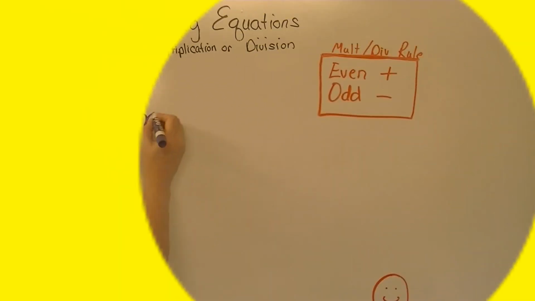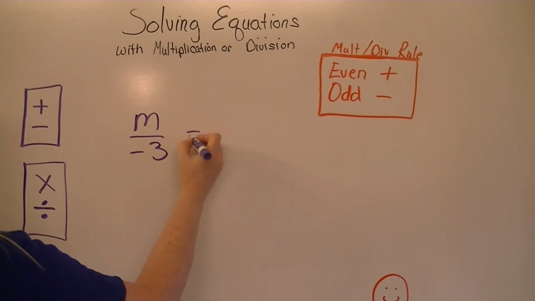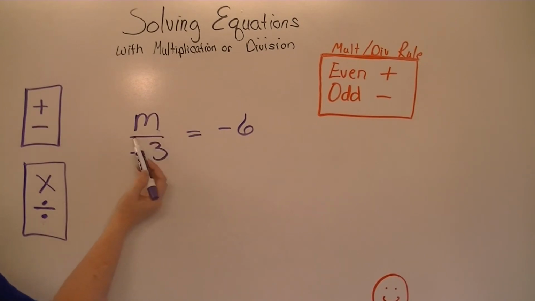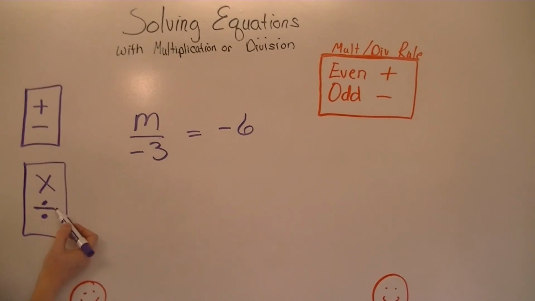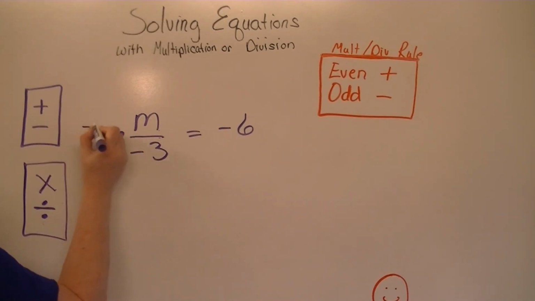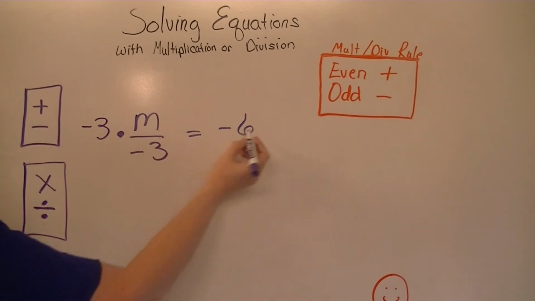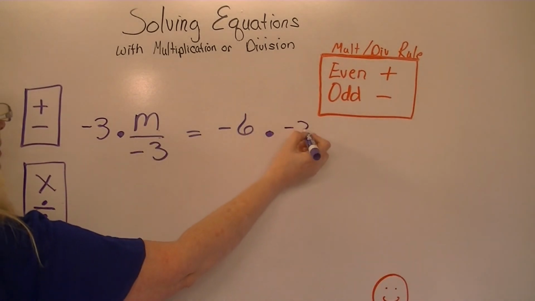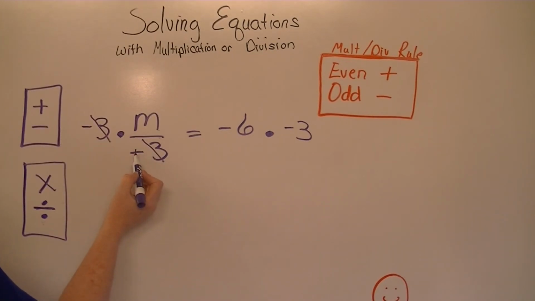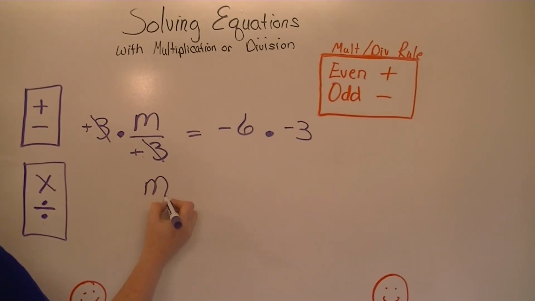Let's look at a problem that involves a negative number. I'm going to focus on my variable. What's attached to it? A negative 3. How's it attached? Through division. So I go to my opposite, which is multiplication, and I'm going to multiply by whatever was attached to m, which was negative 3. So the multiplication is the opposite. These cancel out and they equal 1. And the two negatives are even, so that turns into a positive, and that just leaves me with m.